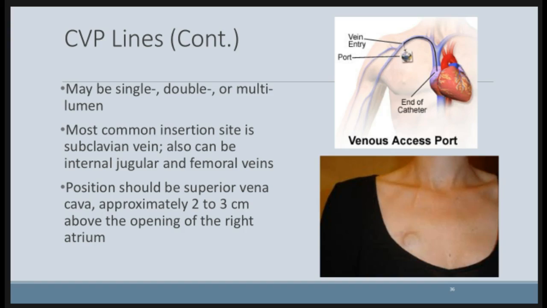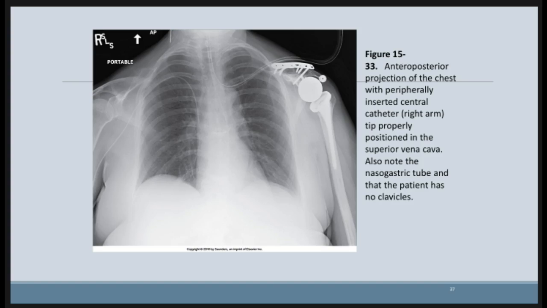It's a lot less invasive for them in the long run, and a lot more comfortable for them if they already have the port available. And it's covered by the skin, so they just basically inject through the skin into the port, right into the catheter, into the vena cava. On this patient, you can see that there is a peripherally inserted central catheter in the right arm. So it comes up in the arm and it goes up into the superior vena cava here.